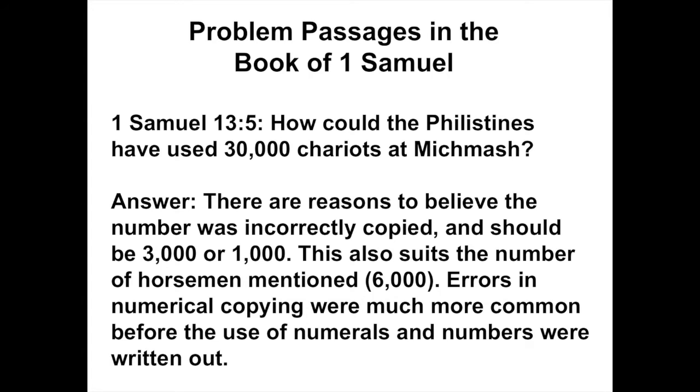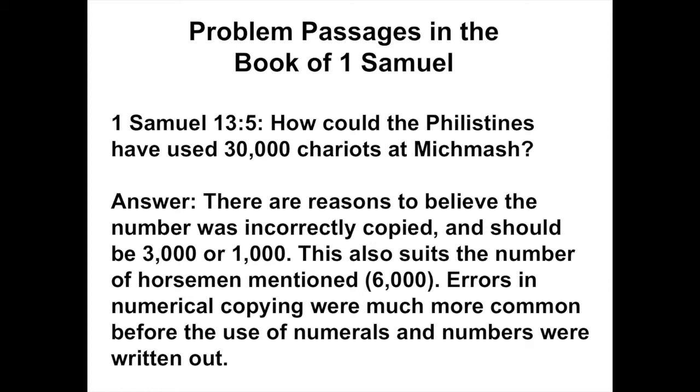We can ask the question, 1 Samuel chapter 13, verse 5: how could the Philistines have used 30,000 chariots at Michmash? We have this here in verse 5 where it says, "Then the Philistines gathered together to fight with Israel, 30,000 chariots and 6,000 horsemen, and people as the sand which is on the seashore in multitude."